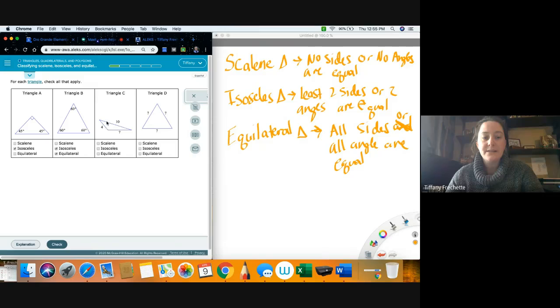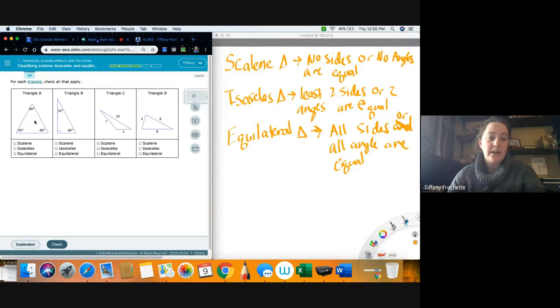Everything's different on this one for the side lengths, so that is scalene. And then all the lengths are the same for triangle D, so that means it is equilateral. Again, as soon as I click that one, I want to click isosceles too, because isosceles requires only two. Equilateral has three, and 3 is at least 2. Okay, one more.